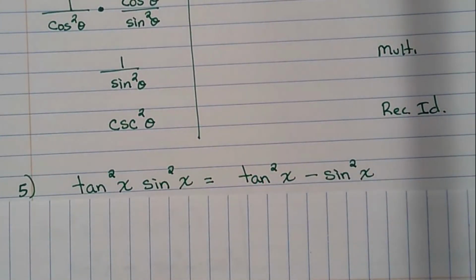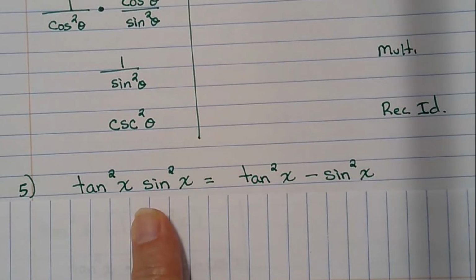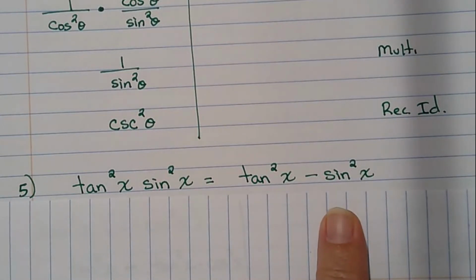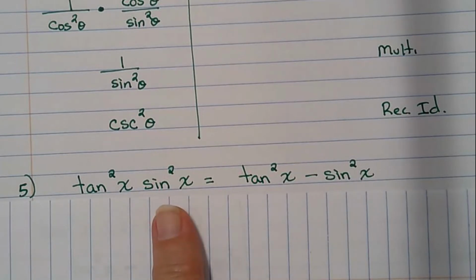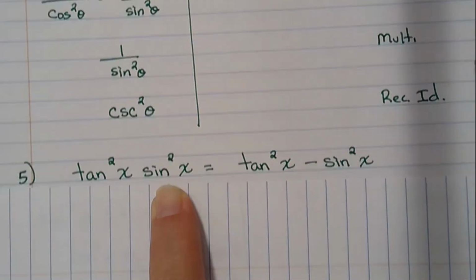All right, moving on to number 5. Now in this one, notice I have multiplication on the left, and then I come over here and I have subtraction on the right. So the only way that I'm going to get subtraction in my problem is if I put it there. So I'm going to start by taking this sine squared theta and substituting it according to the Pythagorean identity.